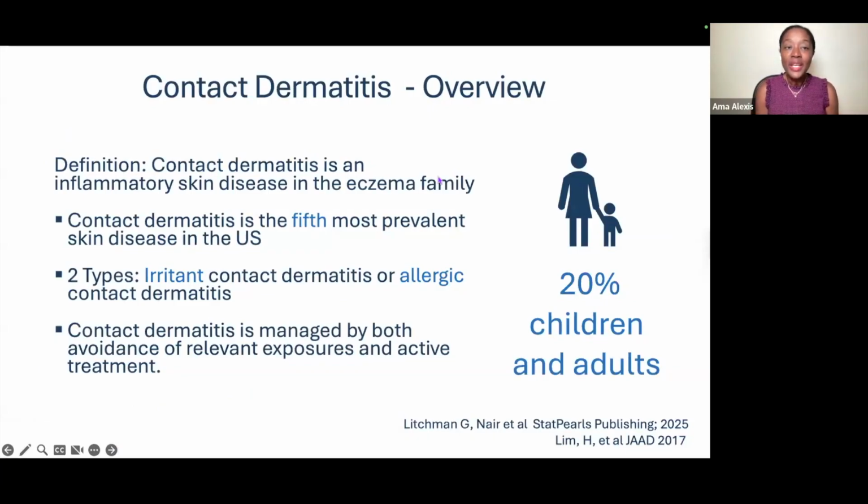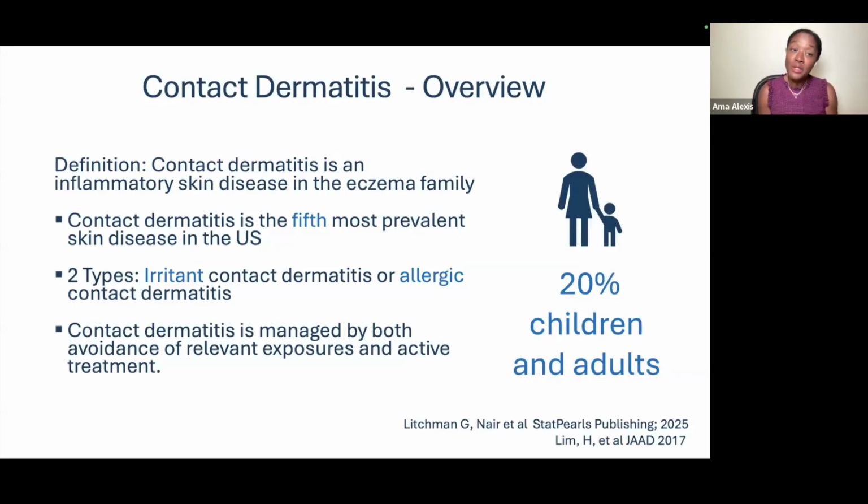Okay, great. So let's start with a few definitions and some statistics. Contact dermatitis is an inflammatory skin disease in the eczema family. In other words, it basically is a skin condition that occurs when your skin comes into contact with an allergen, especially if you're prone or have sensitive skin. In my mind, we don't talk about it often enough, especially because contact dermatitis is the fifth most prevalent skin disease in the United States. It's far more common than even acne, warts, or atopic dermatitis.